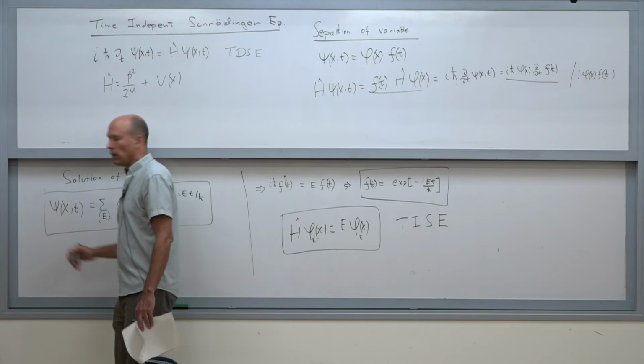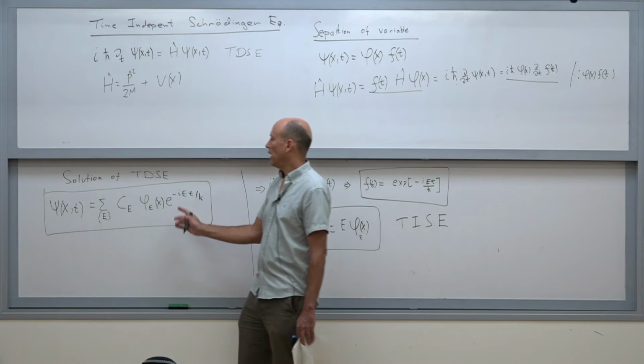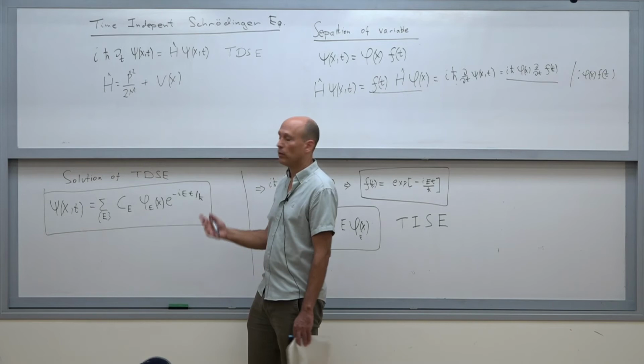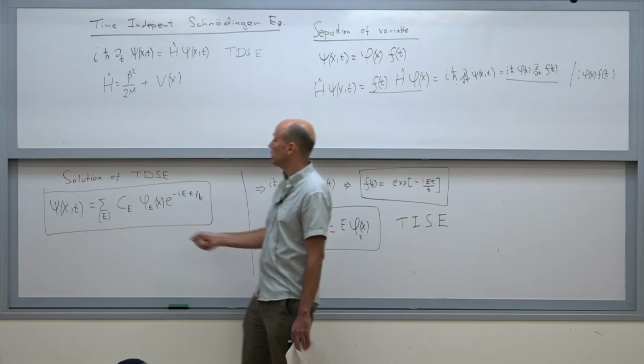Why do I claim that this is a solution? One of these guys here, this multiplication here, with one energy, one component, is a solution. And the equation is linear. The Schrödinger equation up here is linear. And then I have the superposition. So I can add many, many solutions, and there will also be a solution due to the linearity of the Schrödinger equation. And if you don't believe me, take this solution with some constants, C_E, and just plug it into the Schrödinger equation, and you'll see that each component by itself is a solution, and then the sum of many is also a solution.